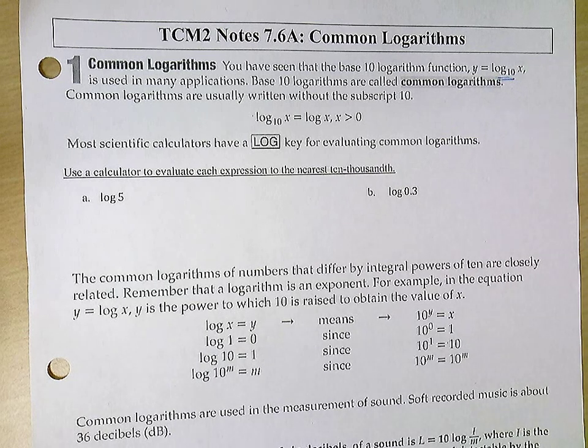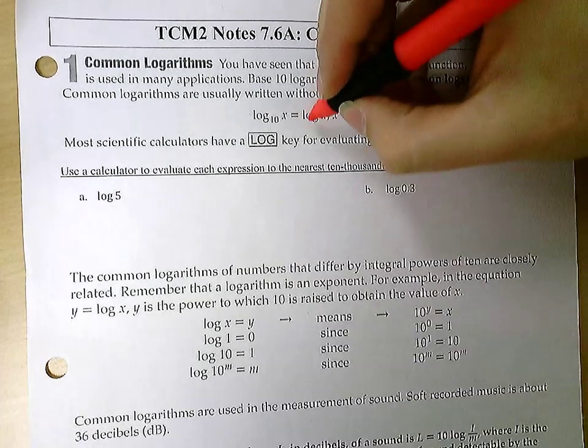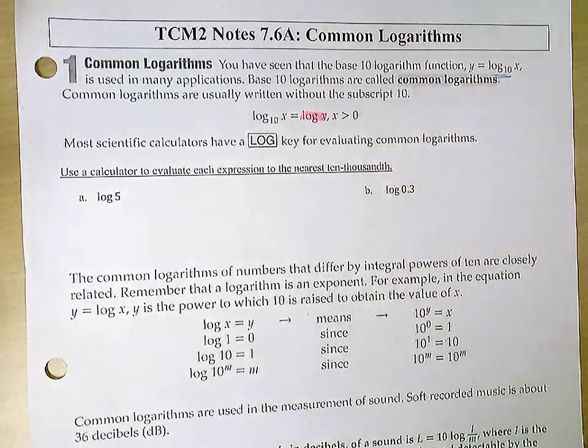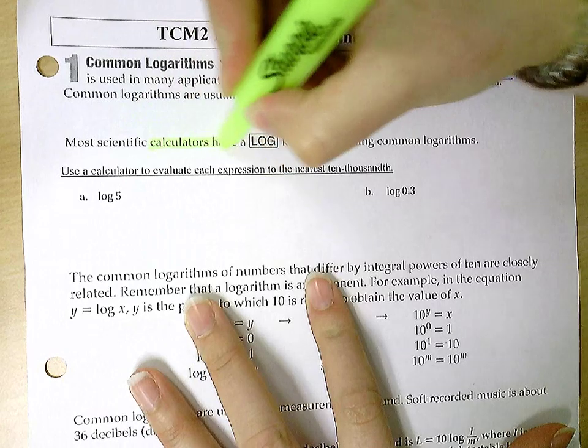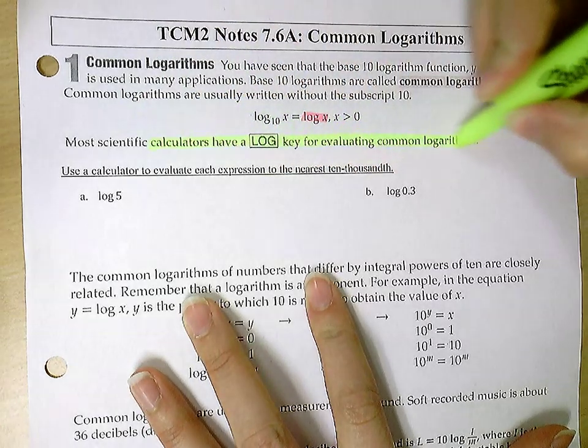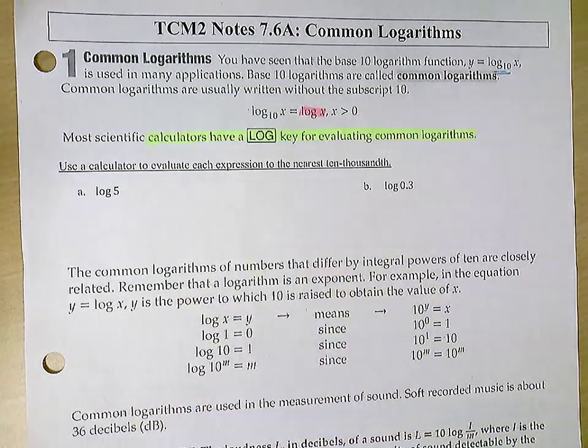Common logarithms are usually written without the subscript 10. So it is written more like this, just log x. That's your common logarithm. Most scientific calculators have a log key for evaluating common logarithms, so you can use that log key on your calculator.